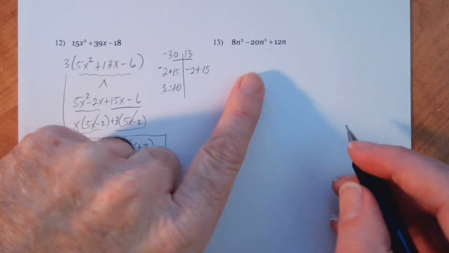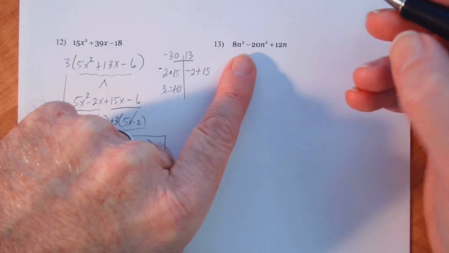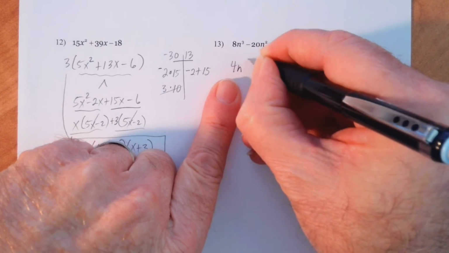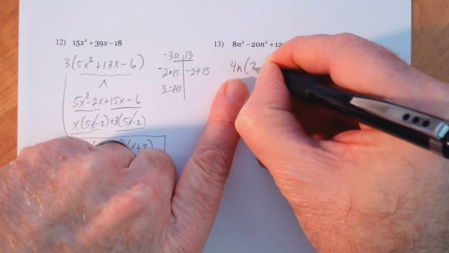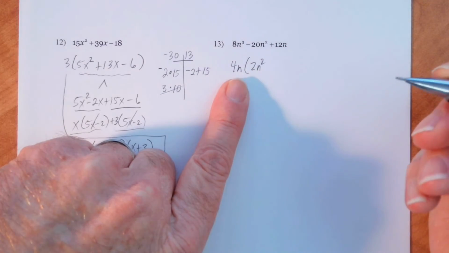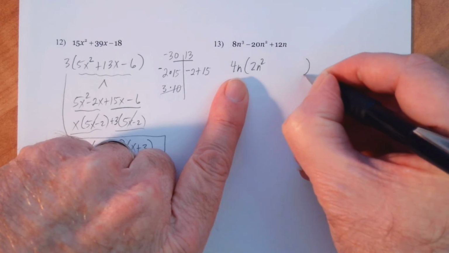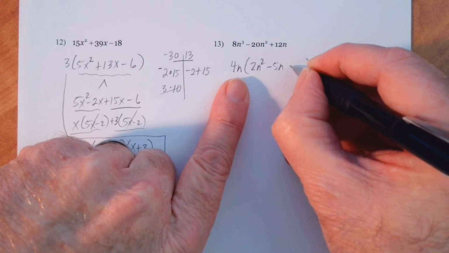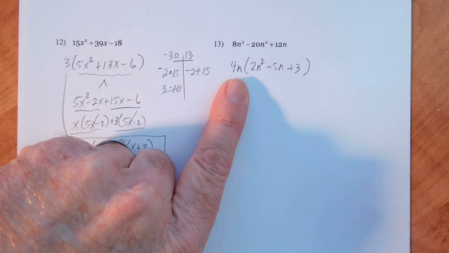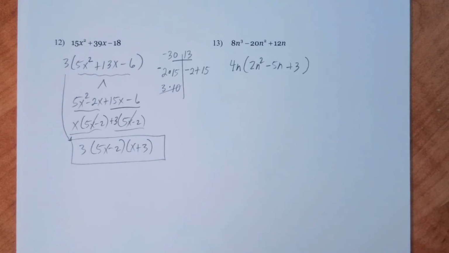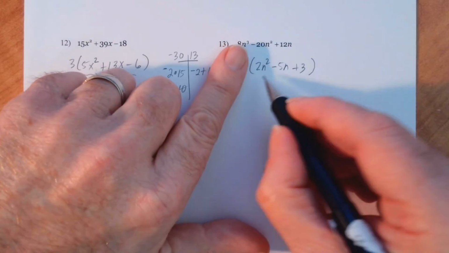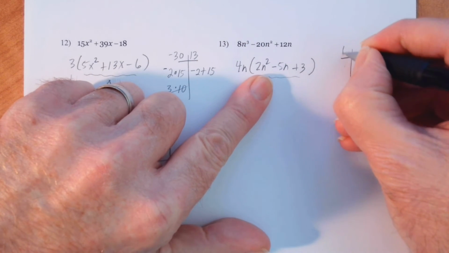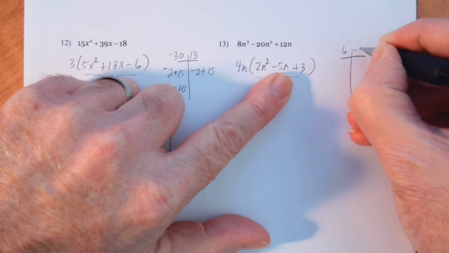All right, so on the last one here, it looks like our GCF is going to be 4n. 4n times 2n squared gives me 8n cubed. I'm going to need a minus 5n next, and a plus 3. All right, so again, we're going to factor what's inside the parentheses. I need two numbers that multiply to 6 that add to negative 5.